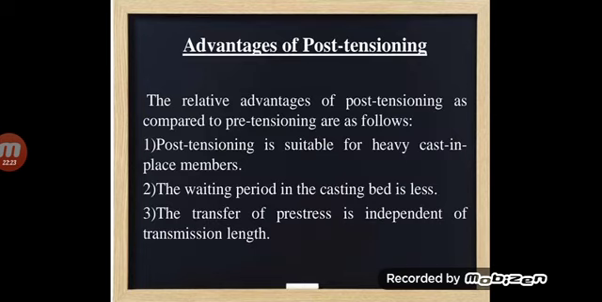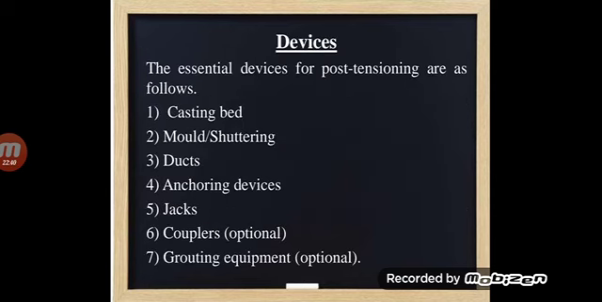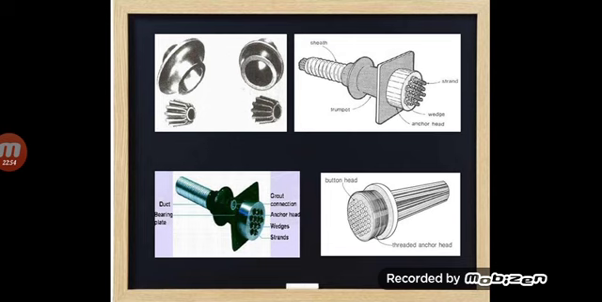Next, advantages of post-tensioning. The relative advantages of post-tensioning as compared to pre-tensioning are as follows. Post-tensioning is suitable for heavy cast-in-place members. The waiting period in the casting bed is less. The transfer of pre-stress is independent of transmission length. So the devices which we use for post-tensioning are casting bed, mold or shuttering, ducts, anchoring devices, jacks, couplers, and grouting equipment. These are all the equipment used in post-tensioning systems.